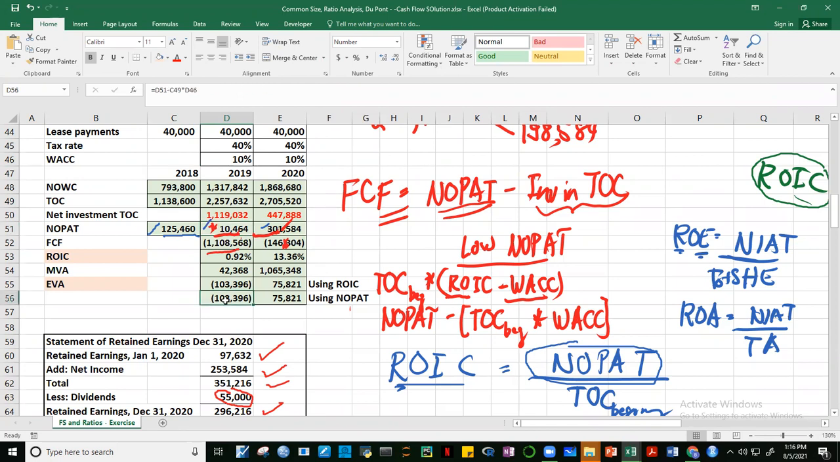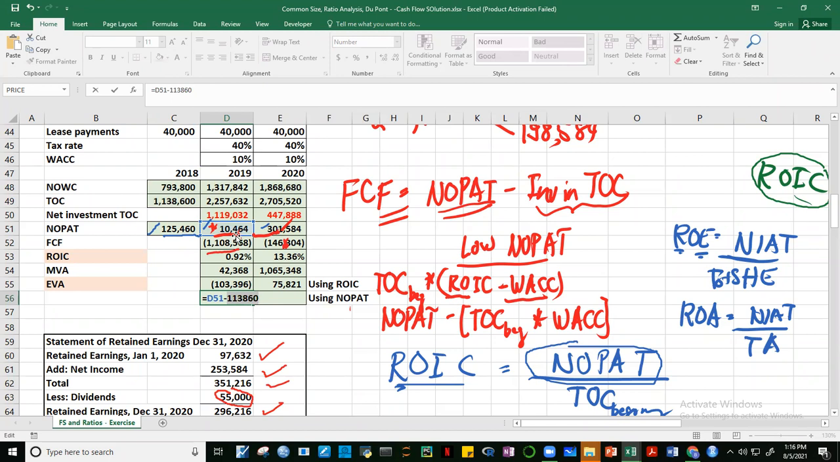So let's compute for that. So this is NOPAT. Okay? Minus yung capital charge natin is beginning capital times 10%. Yan. Okay? So that's 113,860. Ang NOPAT natin 10,464 lang. So hindi tayo aabot, no? That's why value was destroyed.